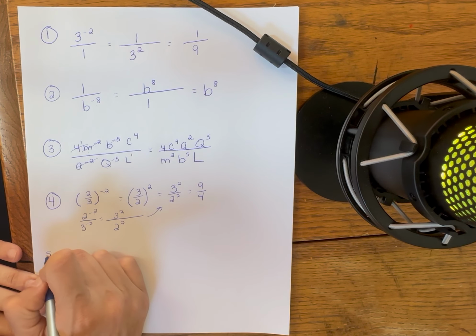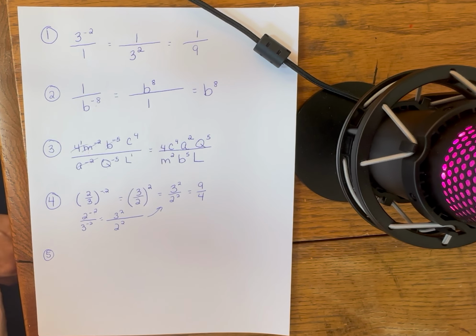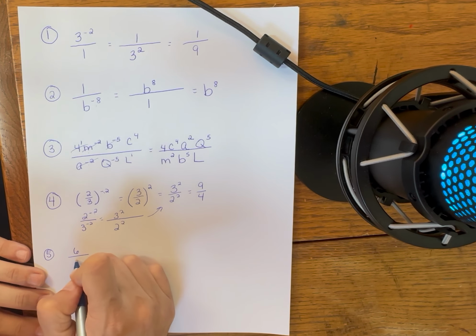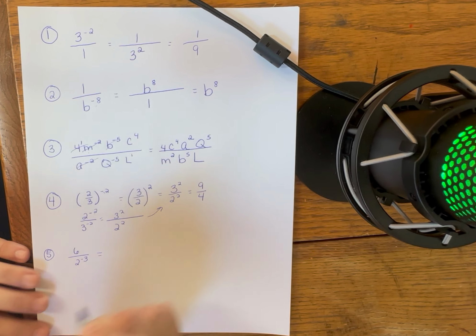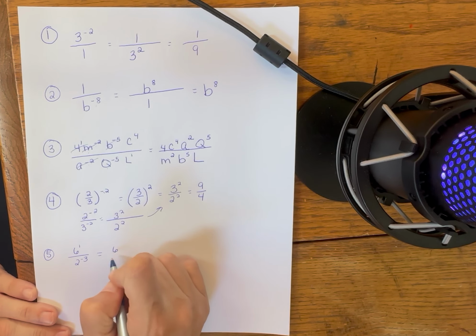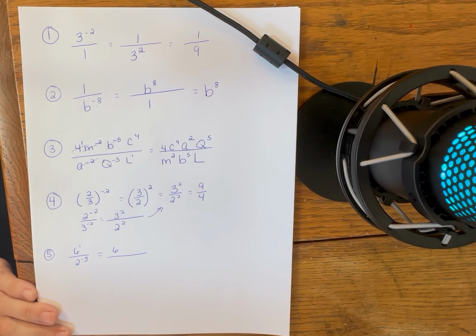Number 5. I have 6 over 2 to the negative 3. Well, again, that 6 is to the 1. It's positive, so I'm going to leave it alone. If you want to put the bar there, go ahead. Now that base of 2 has a negative exponent. It's on the bottom, so I got to move it to the top.